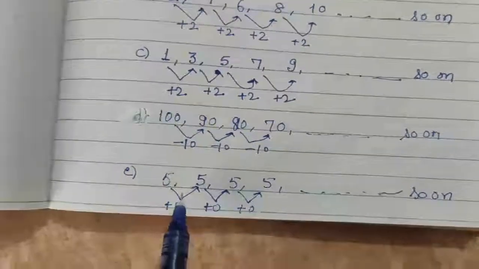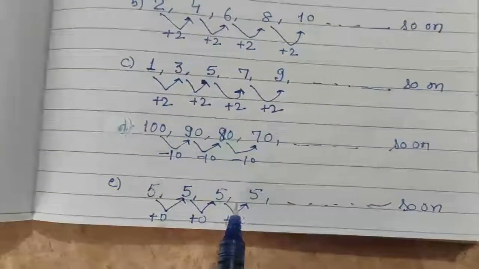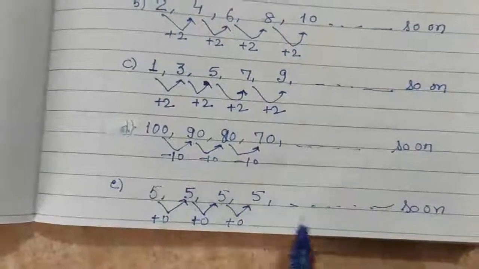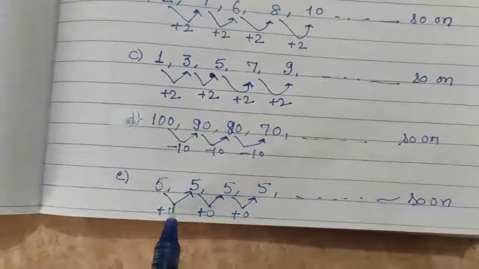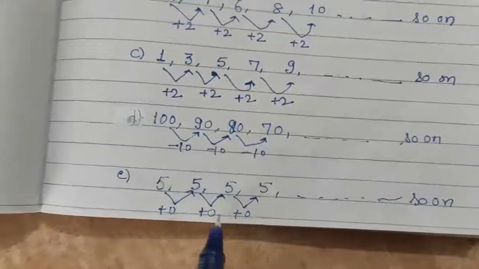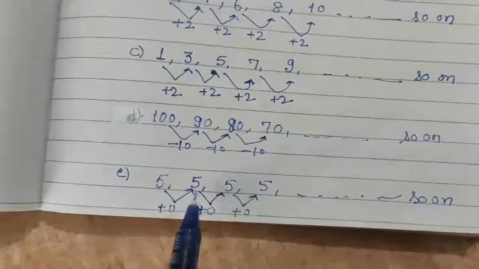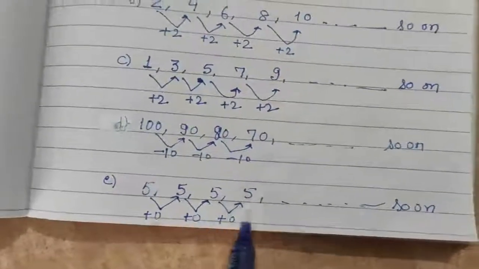In the next progression we can see 5, 5, 5, 5 and so on. This is a constant progression with the common difference 0. Each term is obtained by adding a constant number 0 to its preceding term. 5 plus 0 you can see is 5. And in the next term, 5 is obtained by adding 0 to its preceding term, that is 5, and so on.